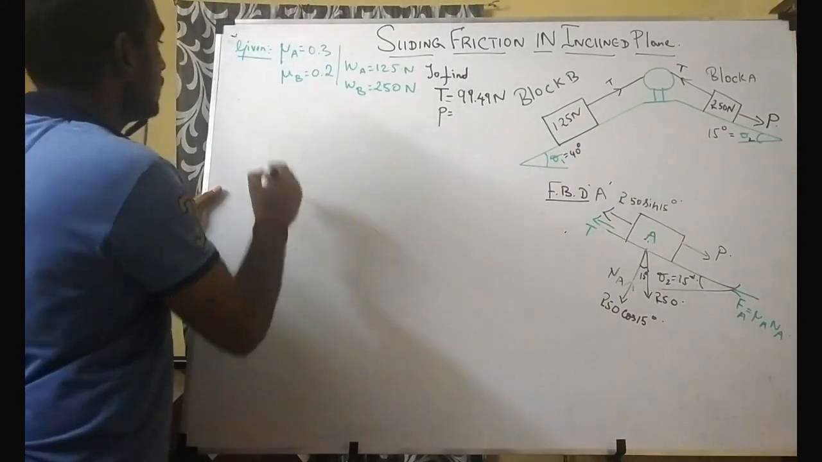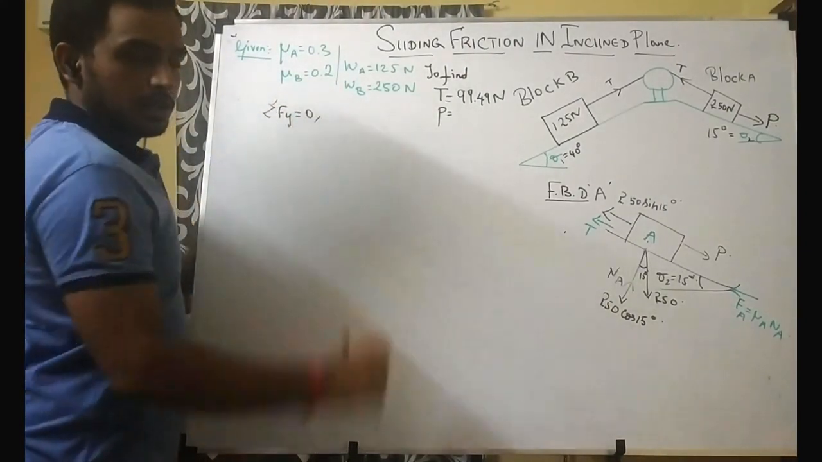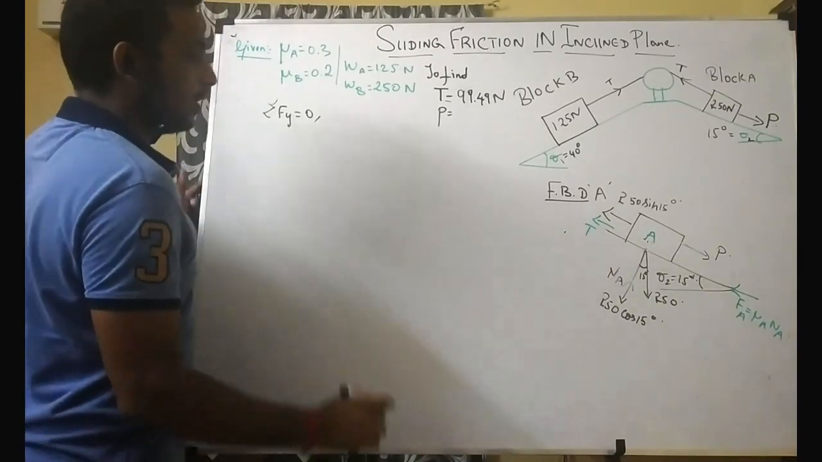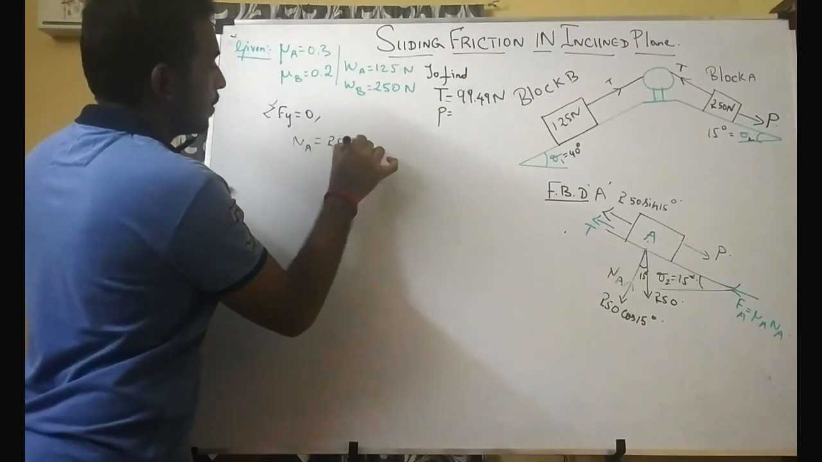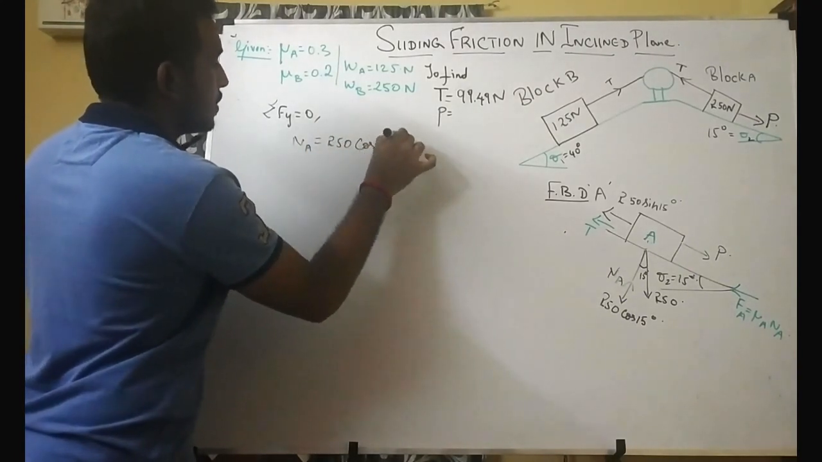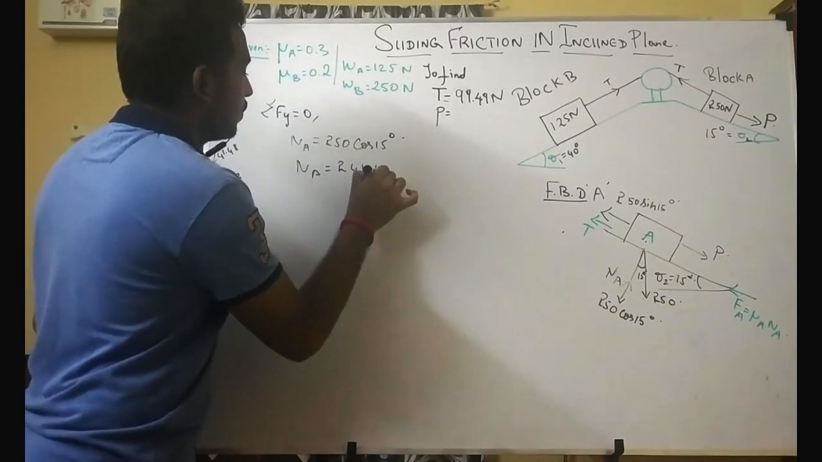Moving on to summation of Fy equal to 0, taking the perpendicular forces along the plane, we get NA equal to 250 cos 15 degrees. So NA is equal to 241.48 Newton.